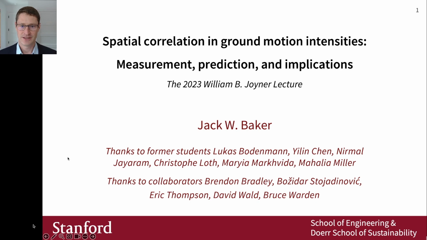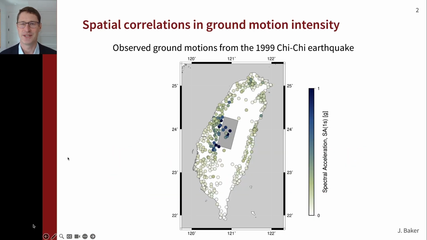Okay, so to get started, let's first discuss what exactly spatial correlations and ground motion intensity are. So here, this map shows a plot of observed ground motions from the 1999 Chi-Chi, Taiwan earthquake. I'm plotting 1 second spectral accelerations, so one metric of ground motion intensity. The same analysis could be repeated for other measures of ground motion intensity. The white area shows the island of Taiwan. The gray rectangle shows the surface projection of where the earthquake rupture occurred in this earthquake.